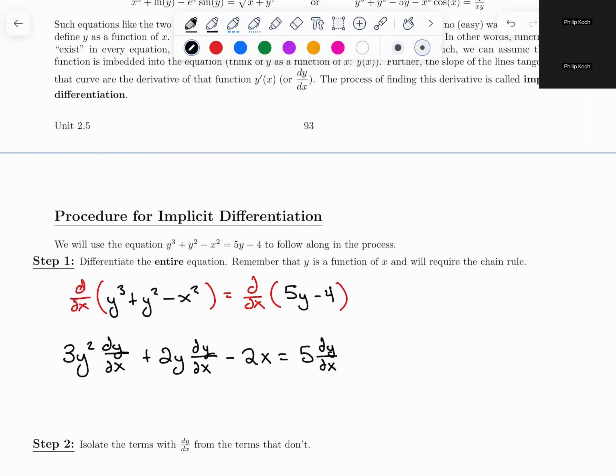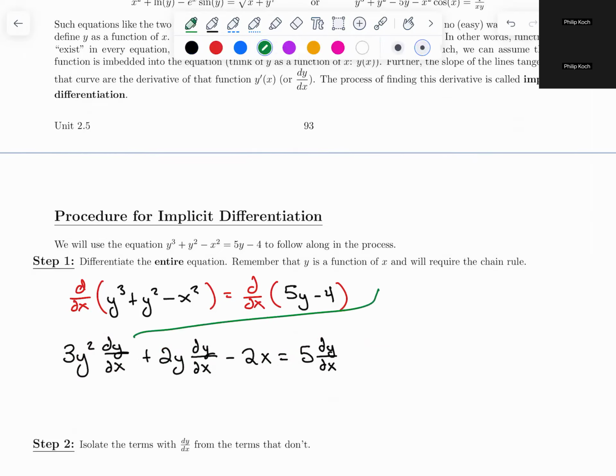Okay. That looks weird. Understandably so. Keep in mind the variable we're differentiating with respect to. We're differentiating with respect to x. So they're all separated by addition and subtraction, so we can treat each piece separately. This is the derivative of y cubed. This is the derivative of y squared. This is the derivative of x squared. This is the derivative of 5y, and the derivative of 4 is 0. So why is it 3y squared dy dx?